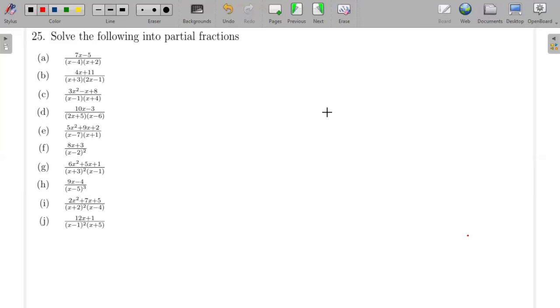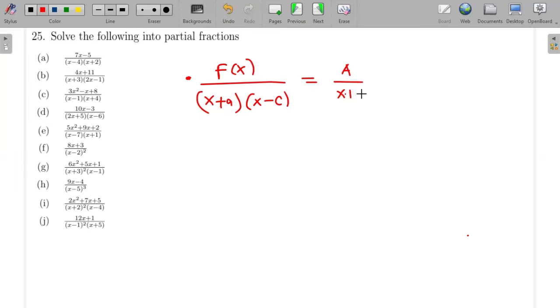So what do we mean by linear denominators? For example, if I have a function on top divided by x plus a, and then x minus c. To decompose this, we're just going to say this is equal to a, or any letter of your choice, divided by the first factor, and then plus b divided by x minus c. Then we go on with the decomposition. This is when you have linear factors like these ones here.